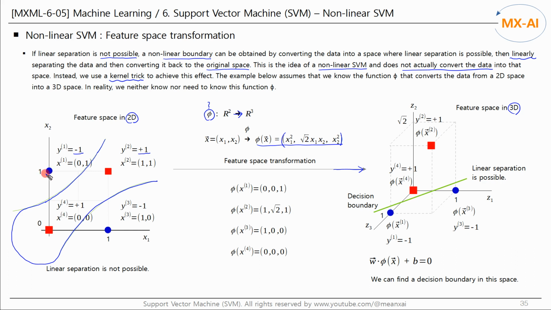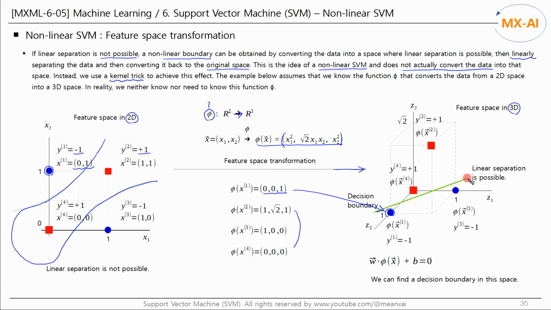If we transform the first data point using this function, x1 is 0 and x2 is 1, so we get 0, 0, 1. If we transform the remaining data points, we get the following. When the converted data is displayed in a 3-dimensional space, it is as follows. In this space, this data can be separated into 2 clusters by a single plane. This means that linear separation is possible in this space, and a linear decision boundary can be created.